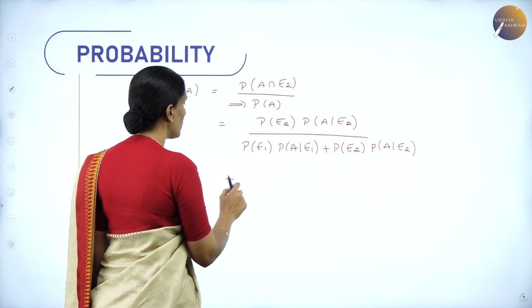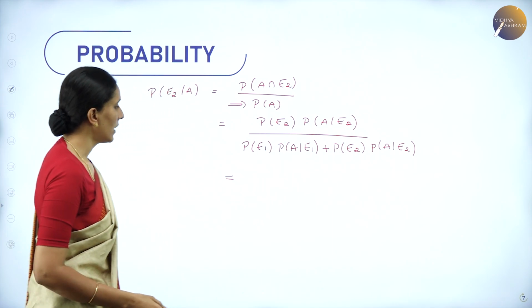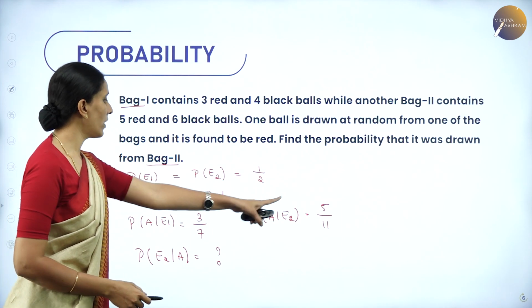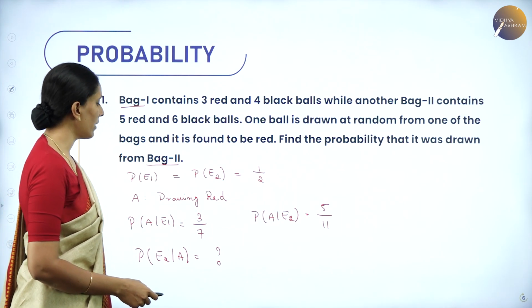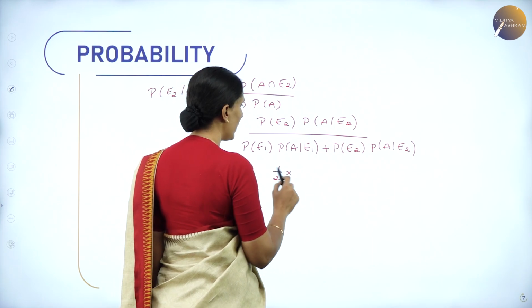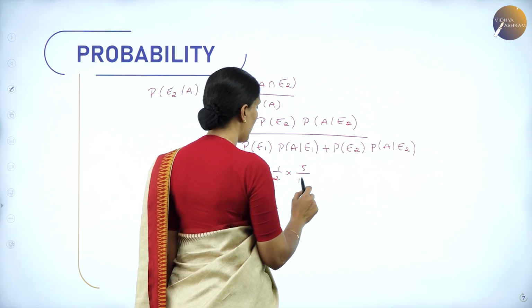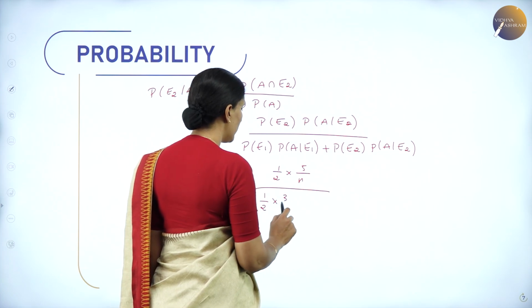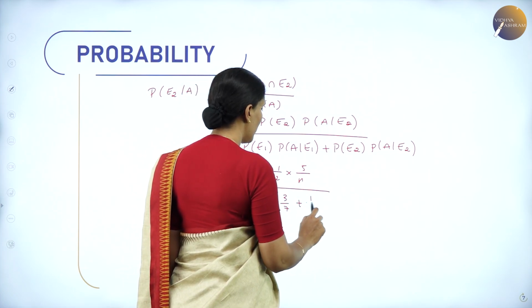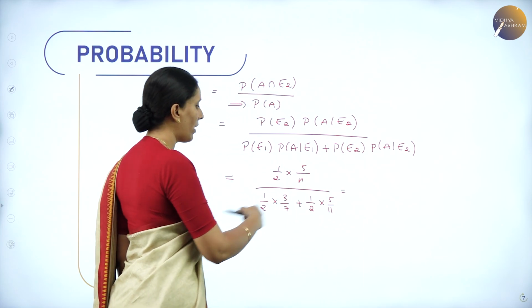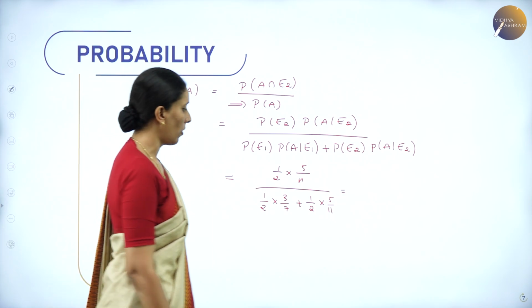Now we know the individual values of all this. Probability of E2 and E1 is 1 by 2. Probability of A over E2 is 5 by 11. A over E1 is 3 by 7. So therefore here 1 by 2 into 5 by 11 whole divided by 1 by 2 into 3 by 7 plus 1 by 2 into 5 by 11. We can remove 1 by 2 in both numerator and denominator.